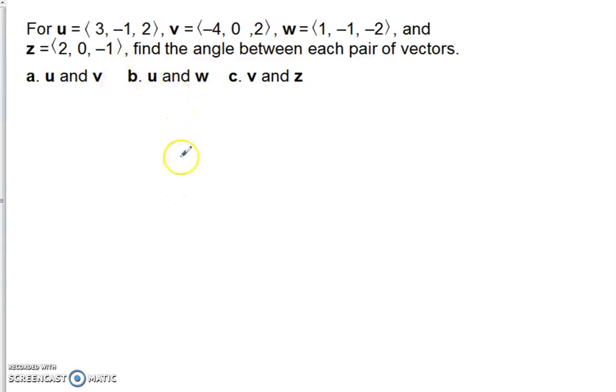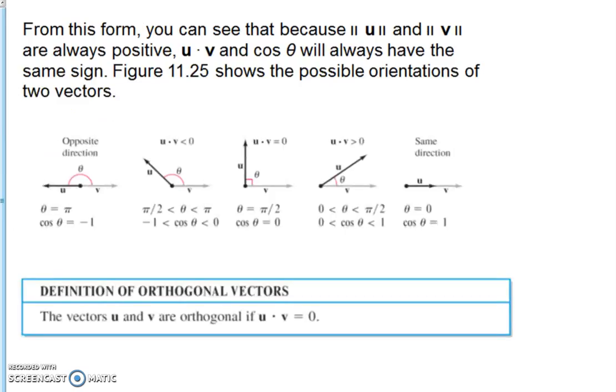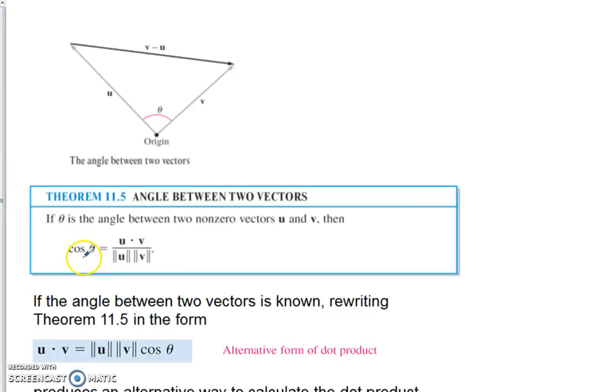So here, I think I'll just do one of these. If I've got u, v, w, and z, all 4 of these vectors, and I want to find the angle between them, I'm just going to do letter A, you can do B and C. If I want to know the angle, let's go back a couple slides, make sure you remember what we're looking at. The cosine of theta is equal to u dot v over the magnitude of u times the magnitude of v.